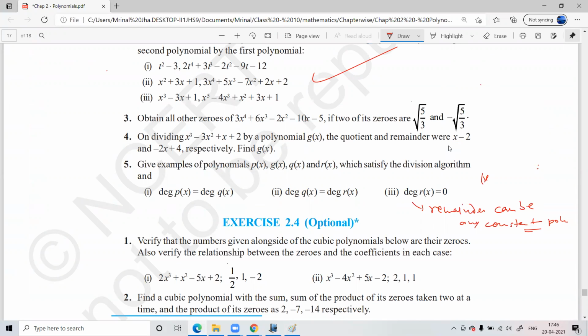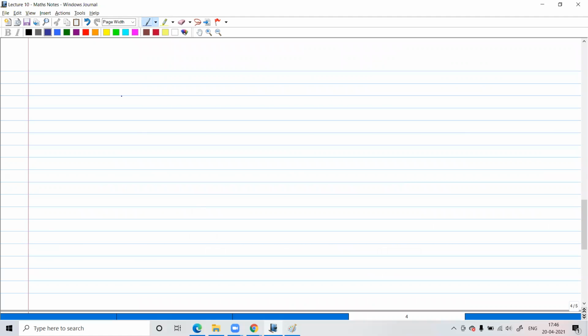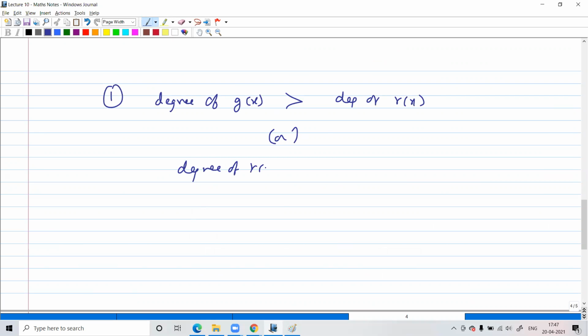Just remember the two rules which I wrote down in the note. What was the rule? Do you remember? What was the first rule? Degree of gx should be greater than degree of rx. Yes, degree of gx will always be greater than degree of rx. And remember, you may also see this rule in the reverse manner, like degree of rx is less than degree of gx. Both of them mean the same thing, right?